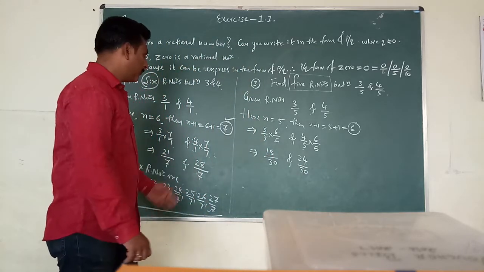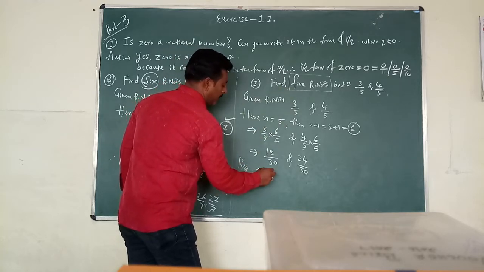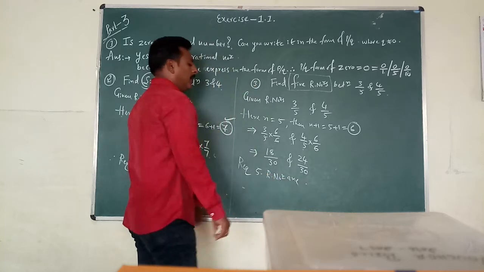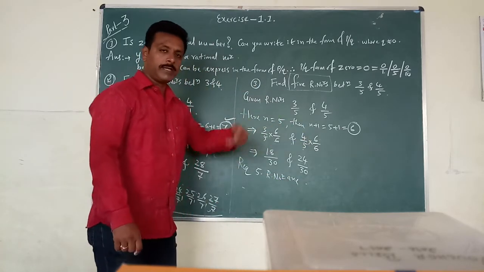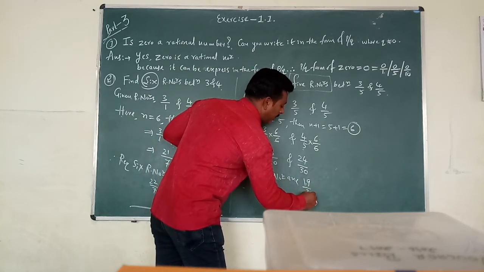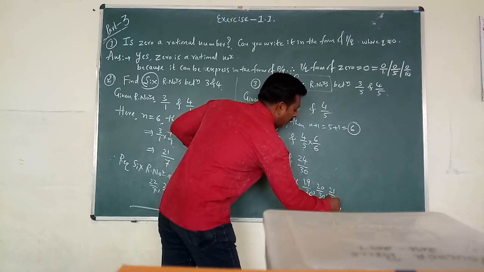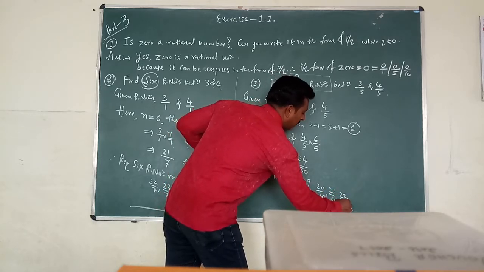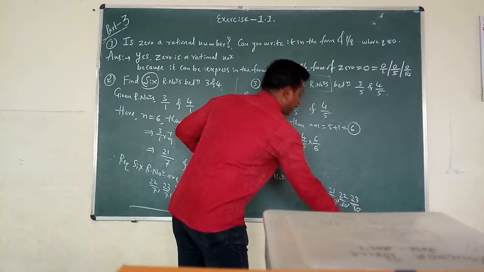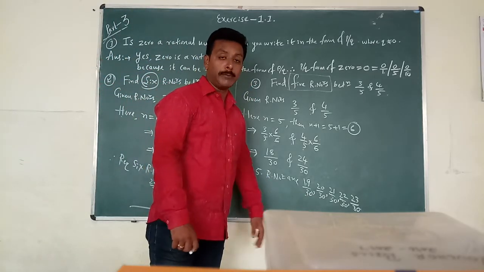Correct? Now required how many? 5 rational numbers are 18 से ज्यादा 24 से कम. 18 के नेक्स्ट क्या आएगा? 19 by 30, 20 by 30, 21 by 30, 22 by 30, 23 by 30. पांचवें, these are the 5 required rational numbers.